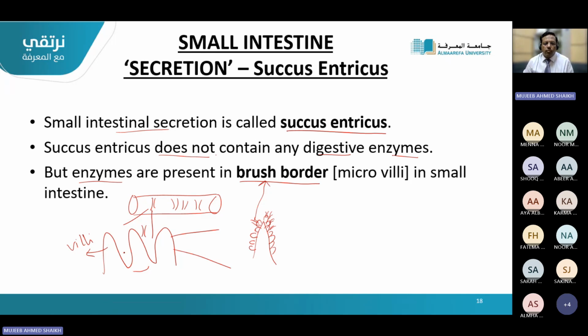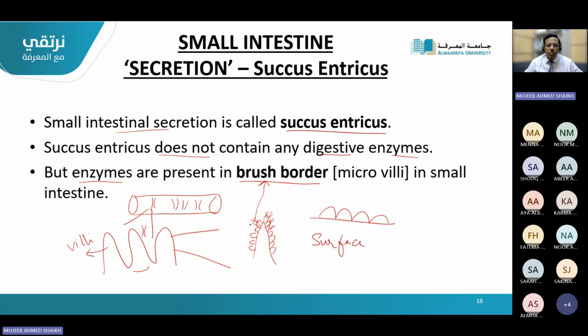Why is it so folded? What is the purpose of this folding? First there are folds, then there are villi, then there are microvilli. Why not a straight line? And these are the epithelial cells. Why not? To increase the surface area.